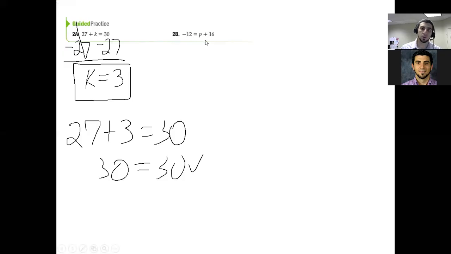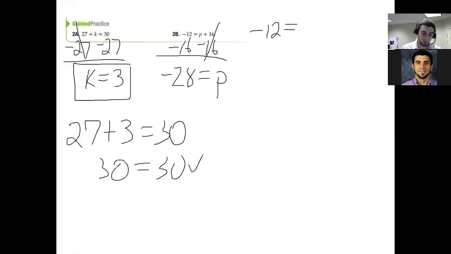All right. Now negative 12 equals p plus 16. You're going to subtract 16 from both sides. These cancel, and you get negative 28 equals p. And let's check it. Negative 12 equals p, which is negative 28, plus 16. So you have negative 12 equals negative 12.